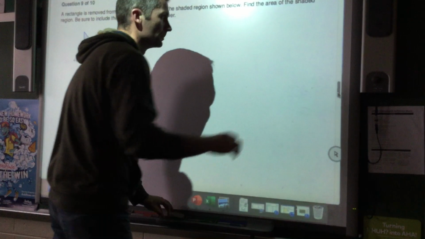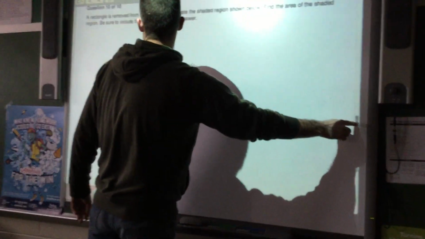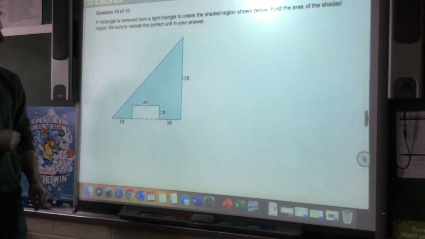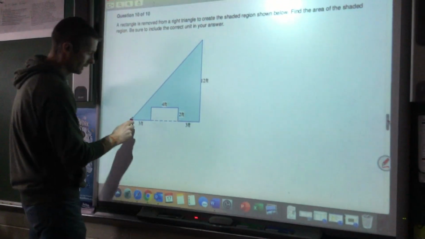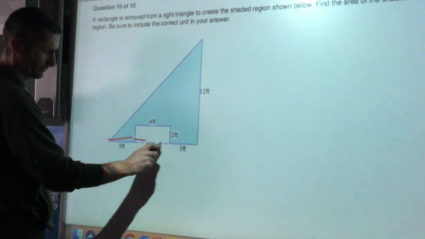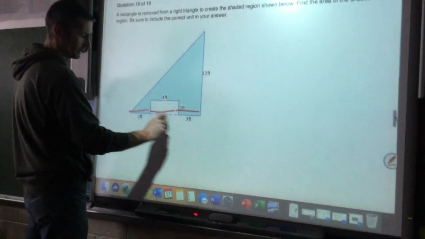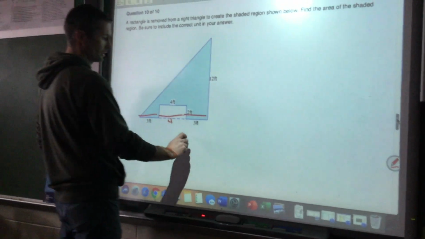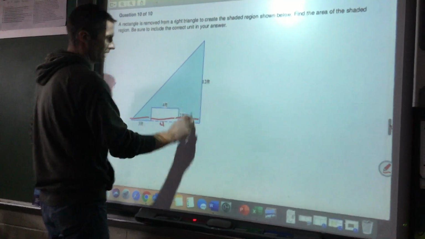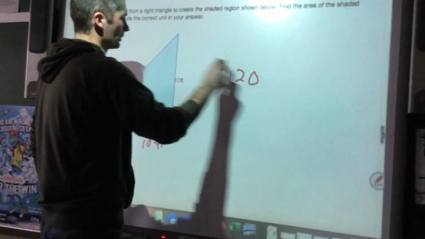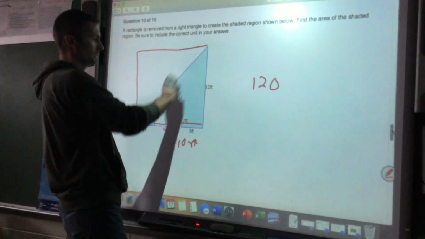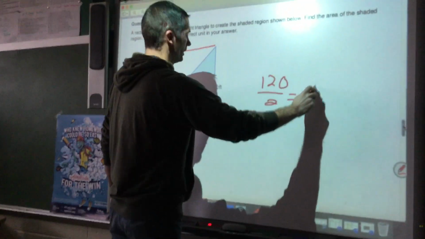Okay, last problem. Similar question. So we have a big triangle minus a little rectangle. So the big triangle, here we have 3 so far, we have 4 more, and we have 3 more. So we have a total of 10. So to find the area of this triangle, 12 times 10 is 120. But since it's a triangle and not a rectangle, we divide by 2. So it's 60 square feet.